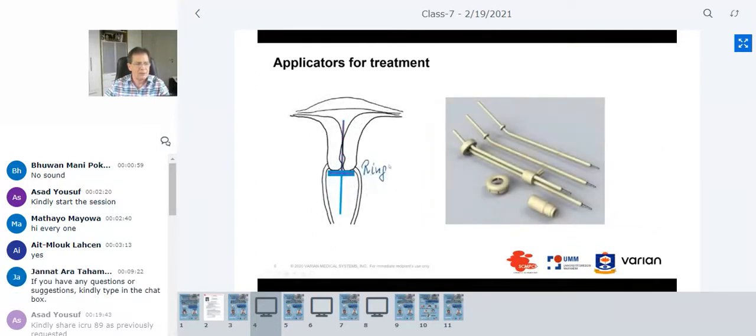Alternatively, you can also use a ring applicator. A ring applicator is an applicator that consists of 2 channels. So you have the tandem, and you have a ring channel, and you have the source positions inside this ring channel.